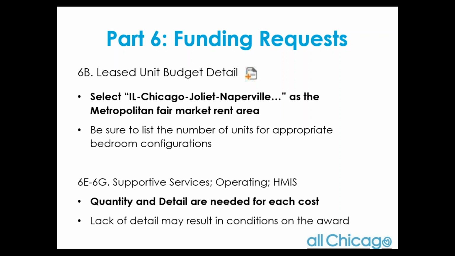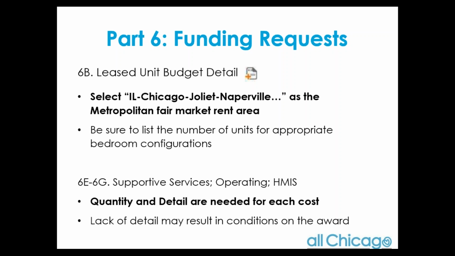Then under 6B, if you have leased unit budget details, or if you had selected that particular category, you'll be able to select Illinois, Chicago, Joliet, Naperville as the metropolitan FMR fair market rent area. So make sure you're selecting that one if you have this particular category, if it asks for your fair market rent area.